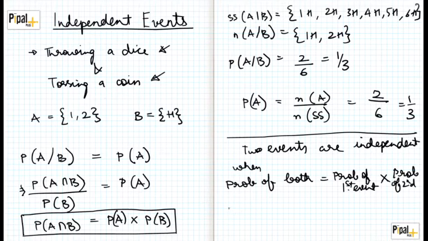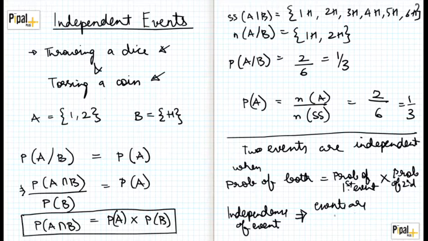So remember that independence of events implies that events are not exclusive, right? And the probability of both of them happening is going to be the product of their individual probabilities.